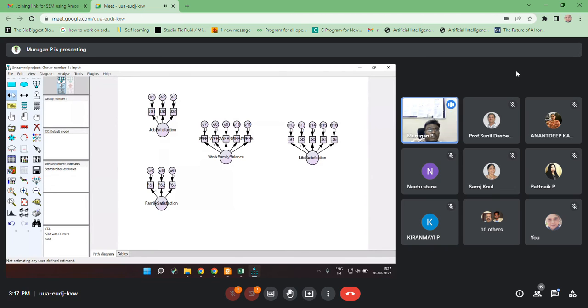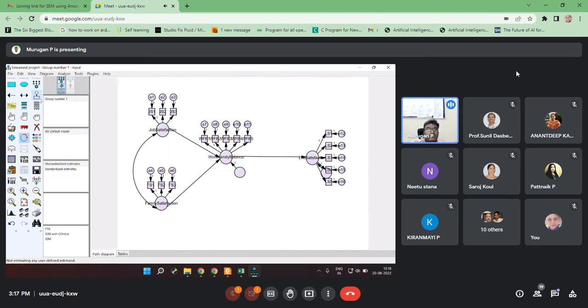Now I'll draw the regression relationships, keep the residuals, keep the covariance between these two, rotate this like this, name the residuals, touch tool.